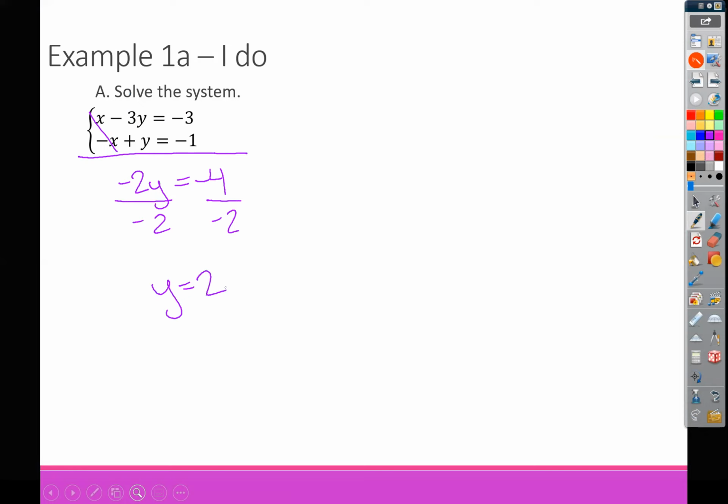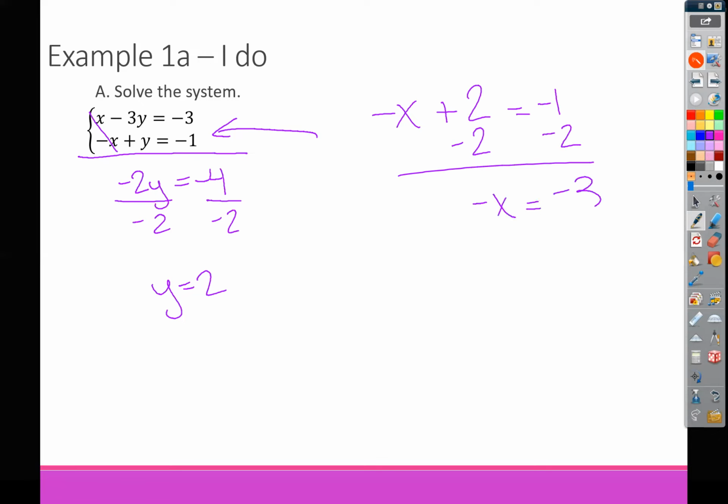Once I find one variable, I substitute it in either one of the equations and find the other variable. So I'm going to substitute in the second one because that one looks like the easiest. So negative x plus y, or 2, equals negative 1. I need to solve for x, so I'm going to subtract 2 from both sides, and I would get negative x equals negative 3. Divide by negative 1, so I get x equals 3. So the solution to that problem is (3, 2).